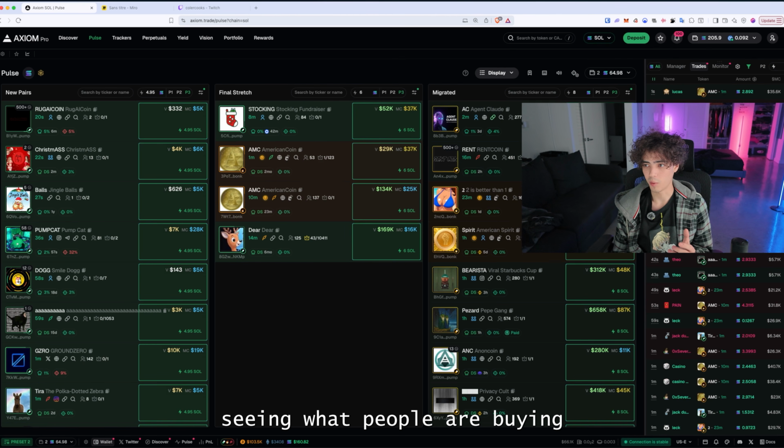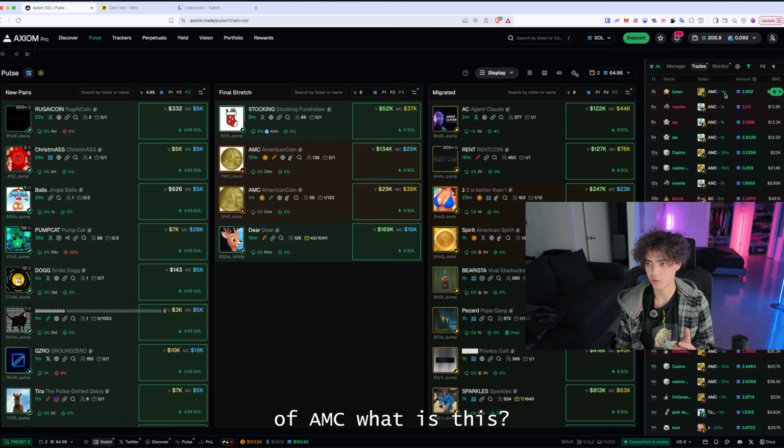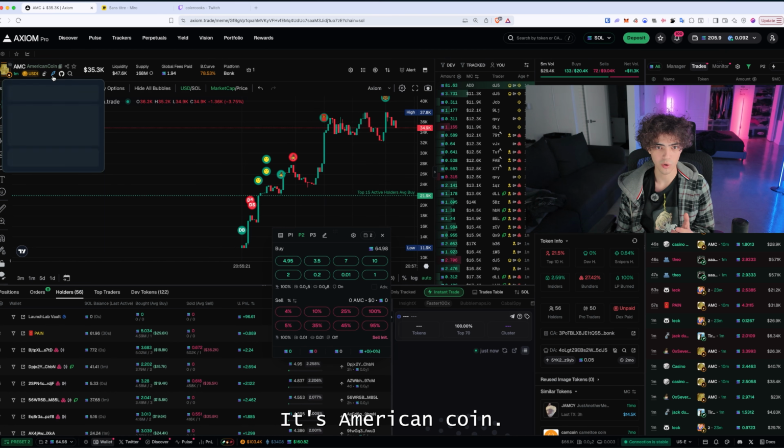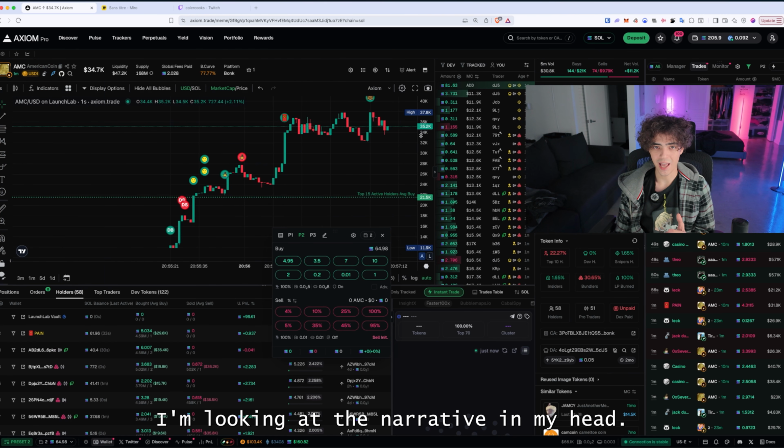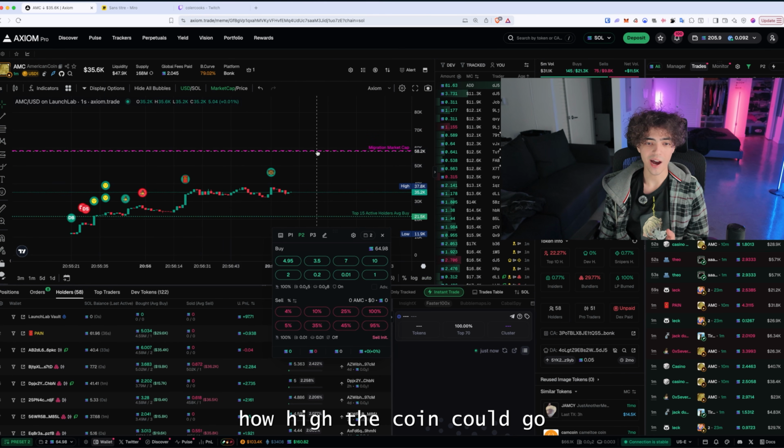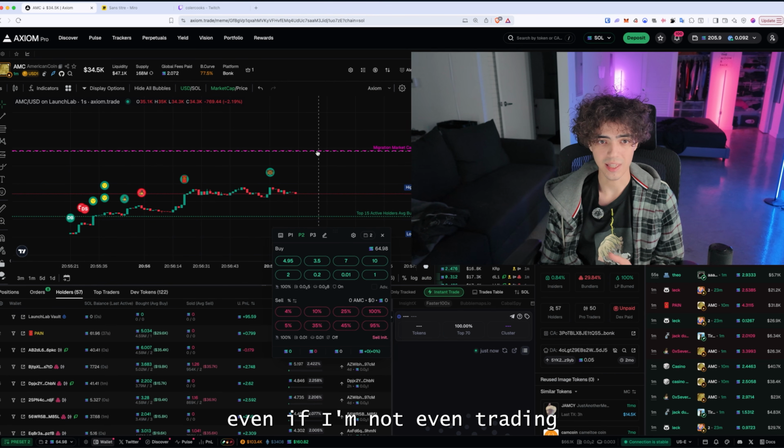And I know it's kind of tough right now if you literally have no knowledge, but literally just watch the wallet tracker, see what people are buying and be like, all right, so Lucas bought 3 sold AMC. What is this? It's American coin. I'm looking at the narrative. In my head, I'm immediately trying to figure out how high the coin could go and what the narrative is, even if I'm not even trading.